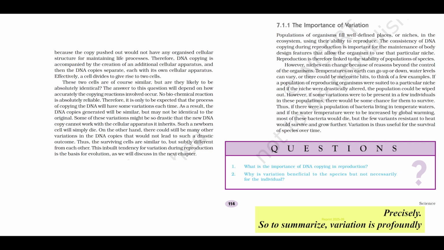Variation is profoundly useful for the long-term survival of the species as a whole. It ensures its adaptability and resilience to changing environments. It's nature's built-in mechanism for species to cope with unforeseen challenges and evolve. It's important to clarify, though, that variation is beneficial to the species, but not necessarily for every individual. As we discussed, some drastic variations can actually lead to the death of an individual organism.